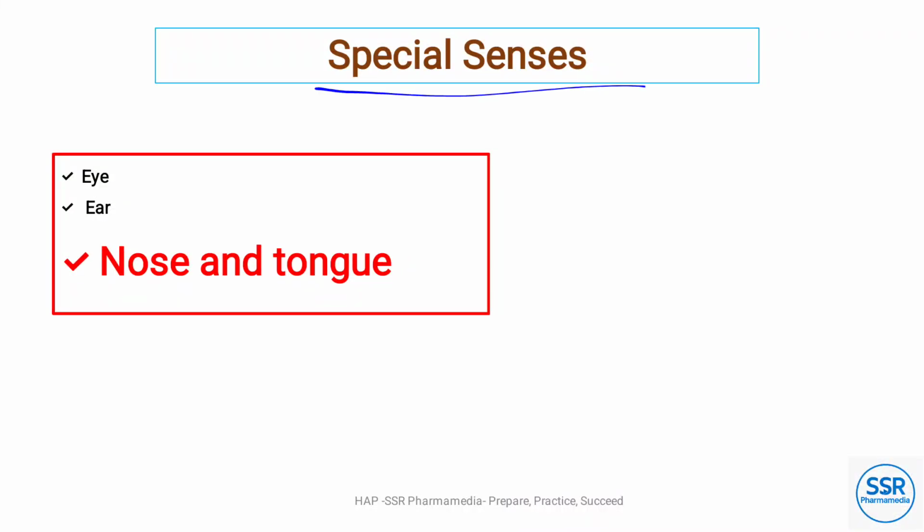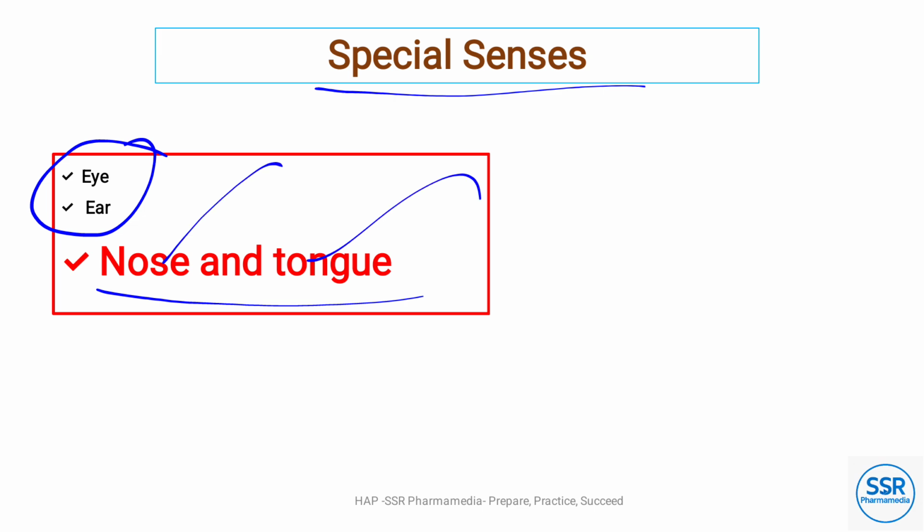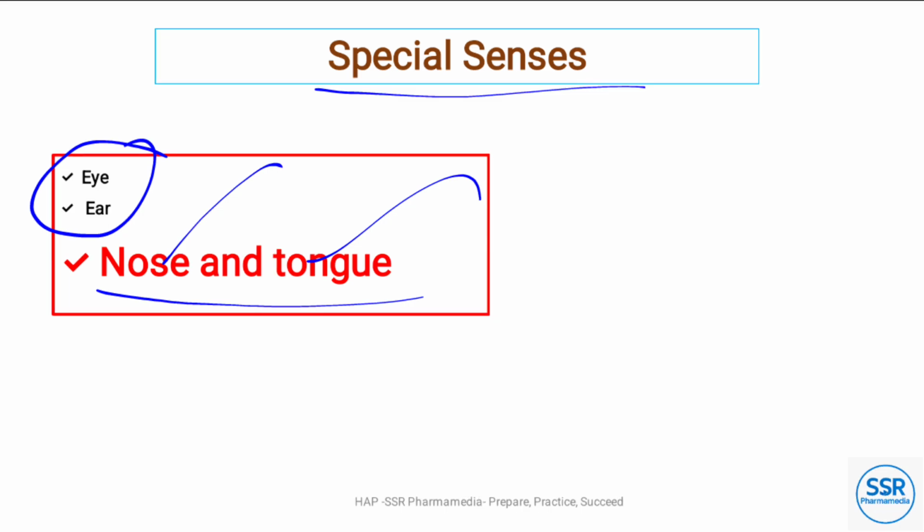In sense organs, in the previous video we discussed the eye and ear. In this video we are going to discuss the nose and tongue. Only the important questions are discussed here. It's very important from the exam point of view, like MRB, ESI and government pharmacist exams.